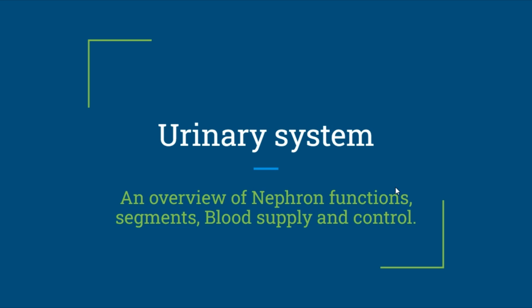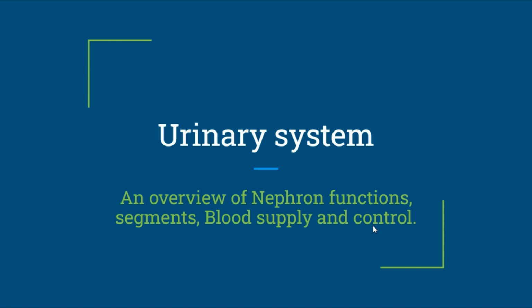This is Dr. Ahmad, and today we're going to start the new chapter in the urinary system. This is going to be the physiology segment from here on now. We're going to have a series of lectures on it, and in this lecture today, we're going to have an overview of the nephron's function, the different segments that we're going to discuss, the blood supply and the control. Control here means the neuronal control and the endocrine control.